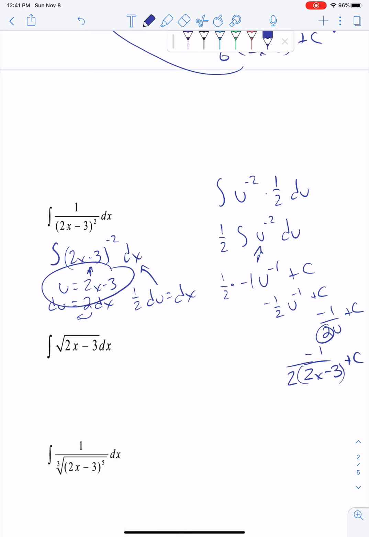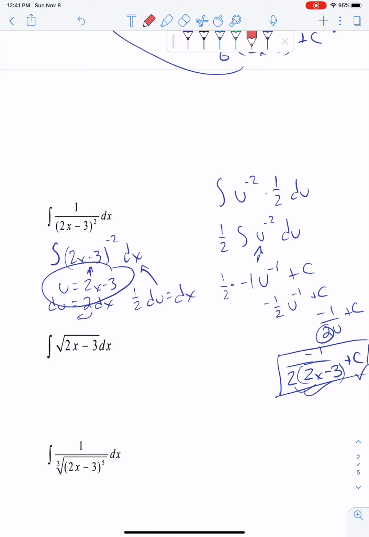So if this was me on the free response, I would stop right there. If you want to distribute and simplify, you're more than welcome to. You can distribute that too. But for me, free response, I'm going to stop right there.